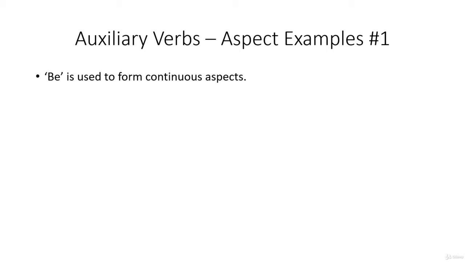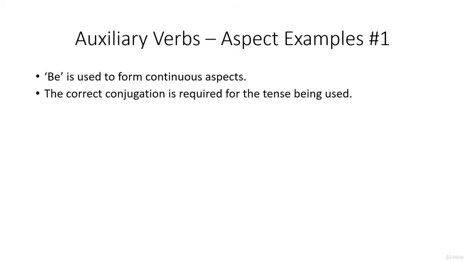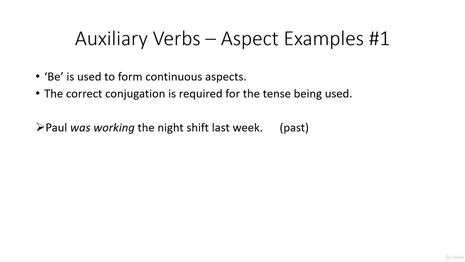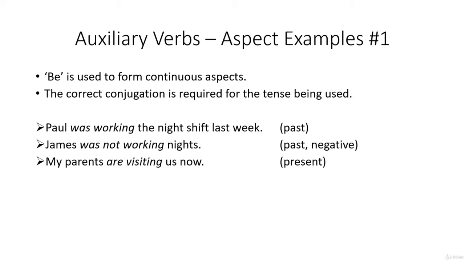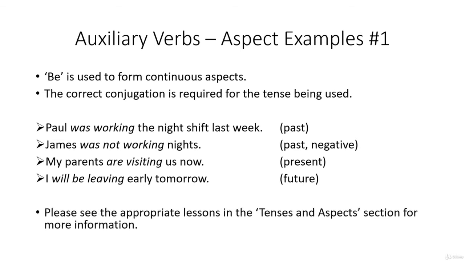So to be is used to form the continuous aspect. We need to conjugate the verb correctly for the tense that is being used. So Paul was working the night shift last week. That's a past tense sentence. James was not working nights. That's a past tense with a negative. My parents are visiting us now. Present tense. And a future tense, I will be leaving early tomorrow. Please see the appropriate lessons in the tenses and aspects section for more information.